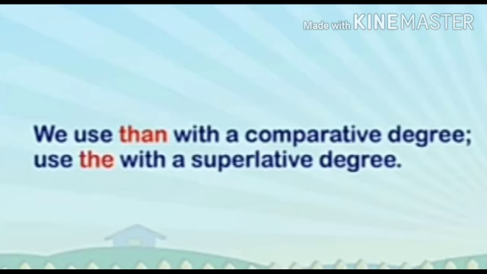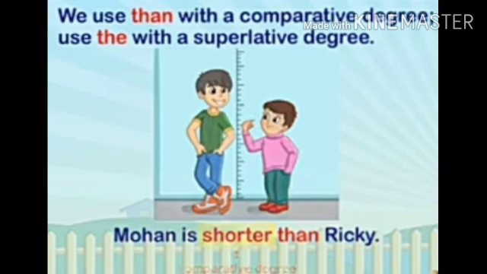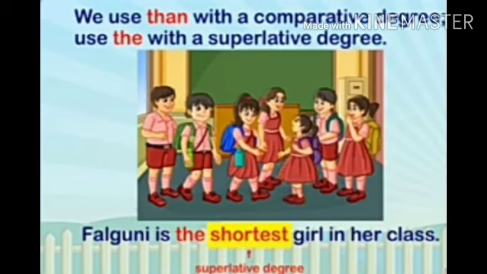Children, the next is we use than with the comparative degree and we use the with the superlative degrees. For example, Mohan is shorter than Ricky. There is comparison between two. Next is Falguni is the shortest girl in her class. It is the comparison between more than 2. So we will use the.